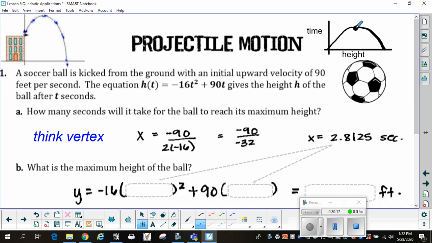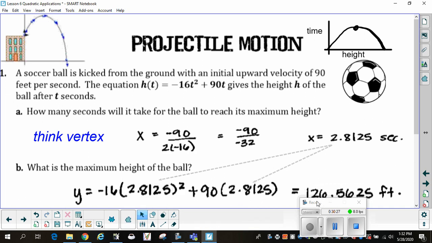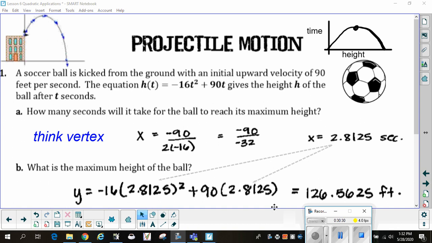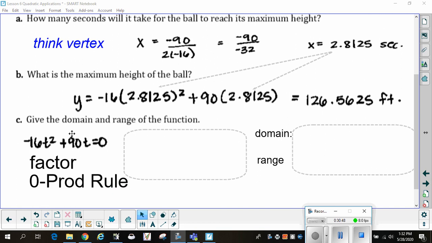What I'm going to do is take whatever this x value is and plug it into the equation to get my y value. So I plug that in, and I find out that it's 126.5625 feet. You have to think about, what is the graph telling you? What is this point over here telling me? Well, that would be the time when the ball is at 0 feet. That would be when it lands. 0 feet here started at 0 seconds, which is when I kicked it.